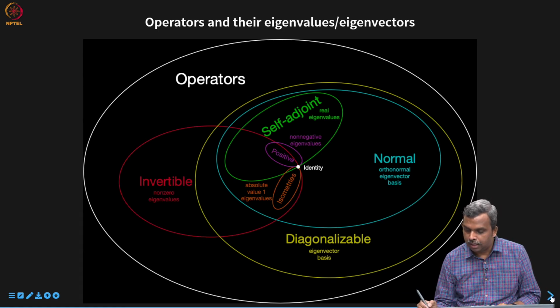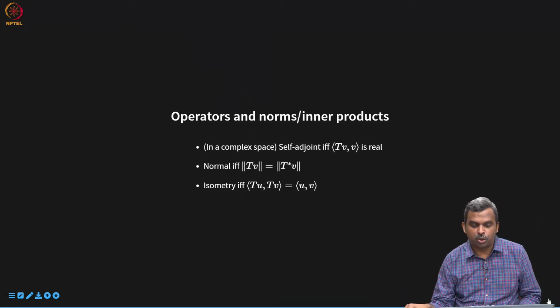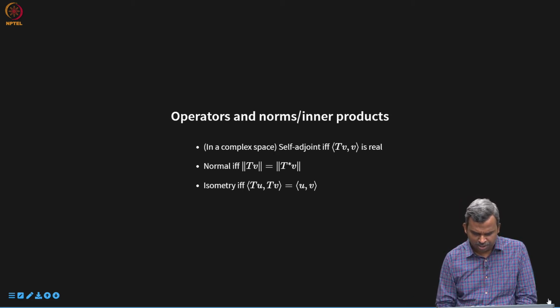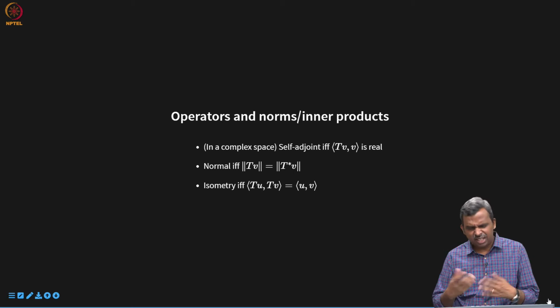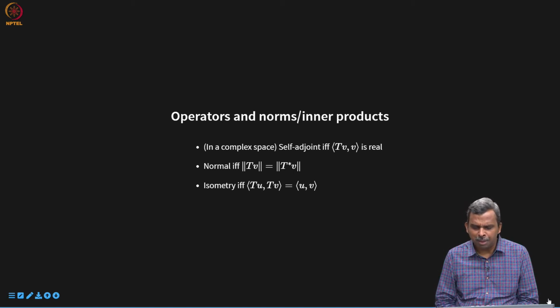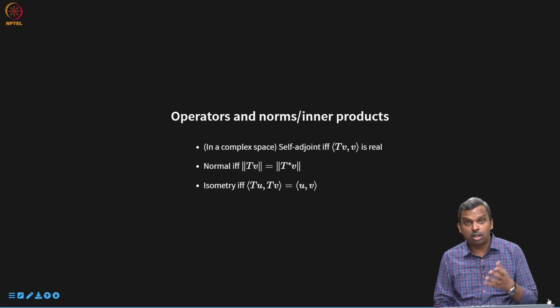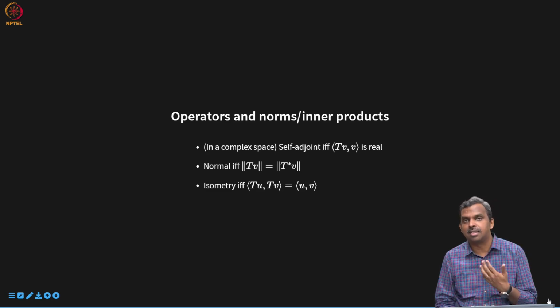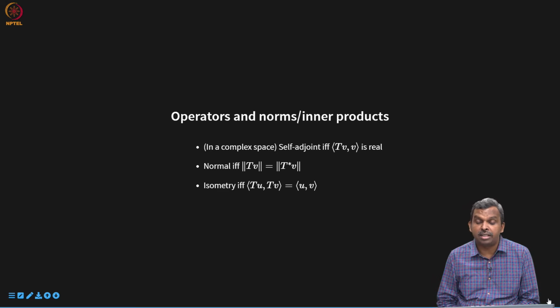The last piece of information I wanted to talk about is some things which were not covered so far. A few pieces of information which relate to the norms and inner products, but maybe not very obvious or clear in some sense. We saw this nice result that in a complex space, if the inner product of TV, V, this quadratic form, is real, then the operator has to be self-adjoint, and it goes both ways, right? So it's an if and only if, a very interesting characterization of self-adjoint.